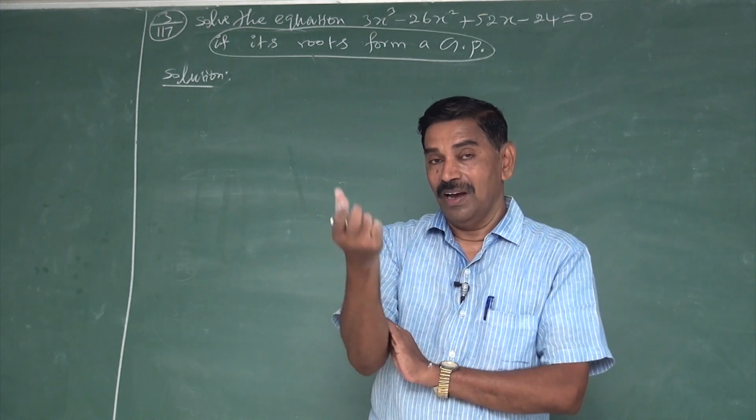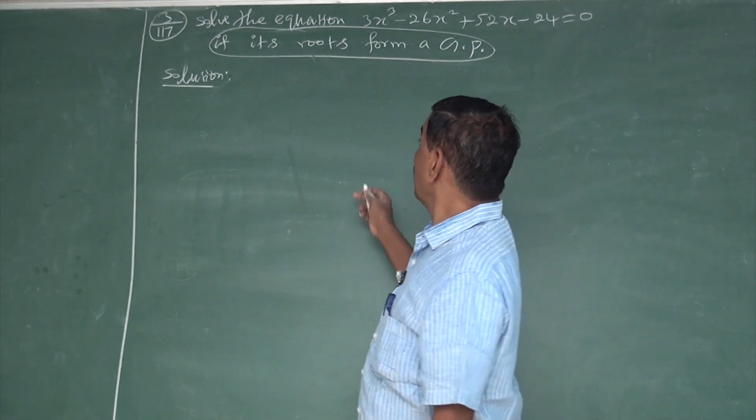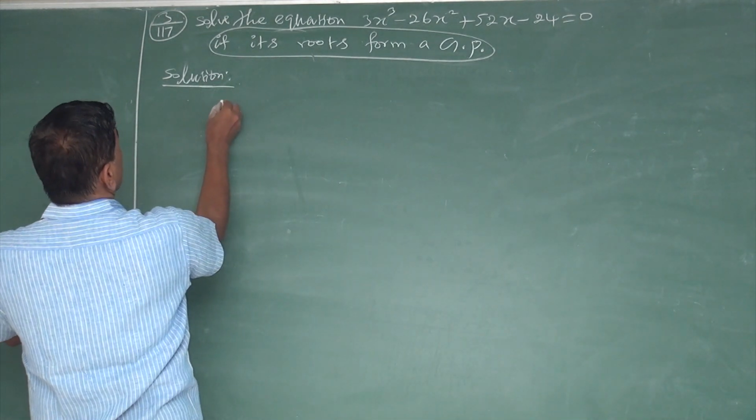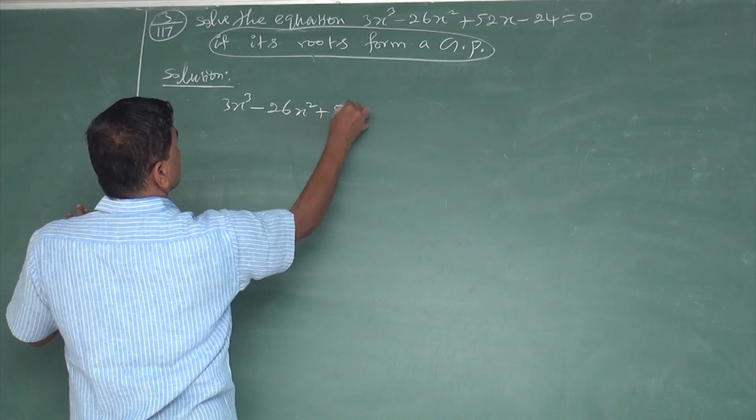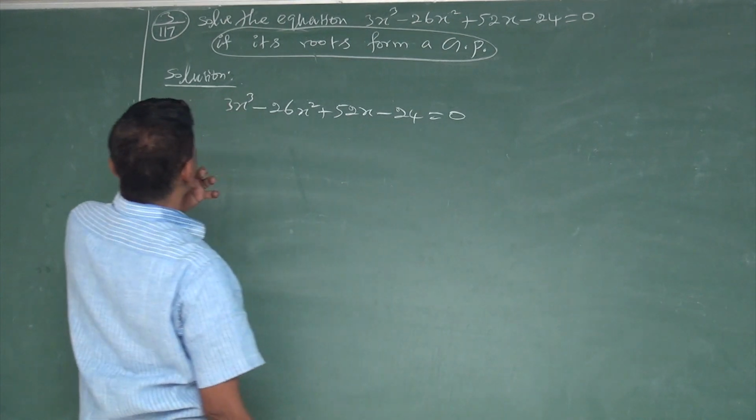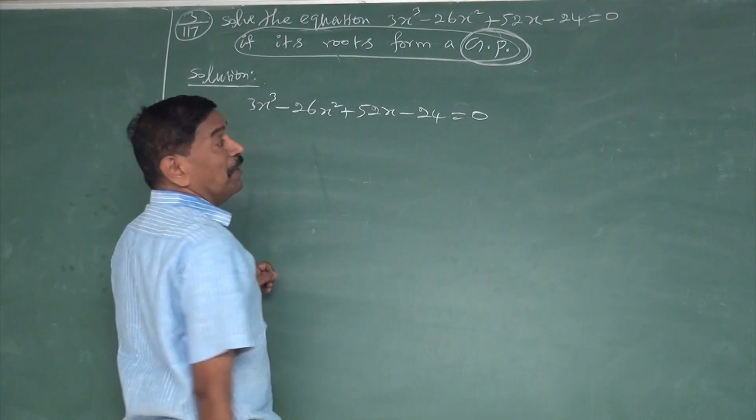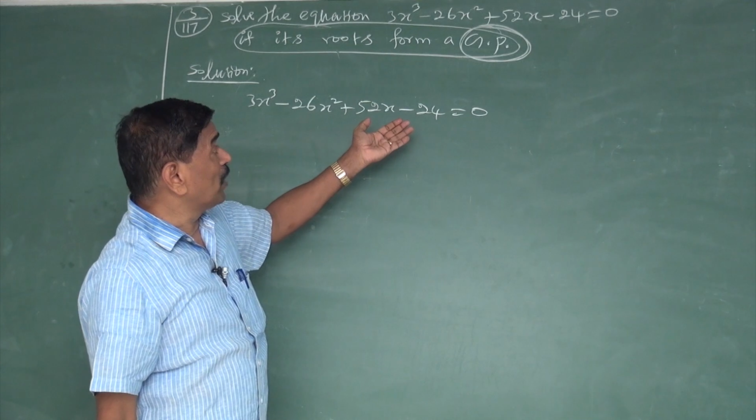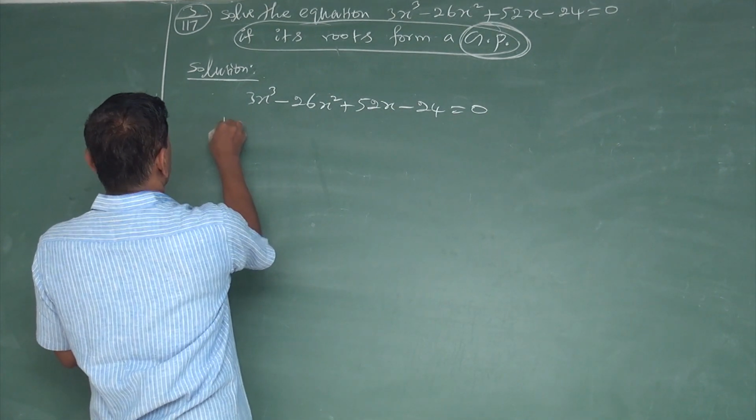Very good. Alpha by r, alpha, alpha r. Yes, correct. First, take your given cubic equation. Solution: 3x cube minus 26x square plus 52x minus 24 is equal to 0. Let the roots be in GP. Any 3 terms in a GP will be of the form a by r, a, ar, and instead of a one can consider alpha also. Suppose we take alpha.